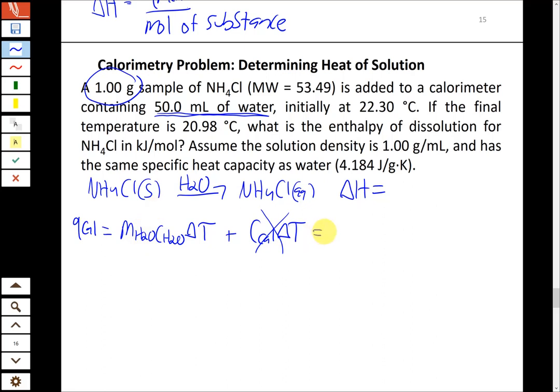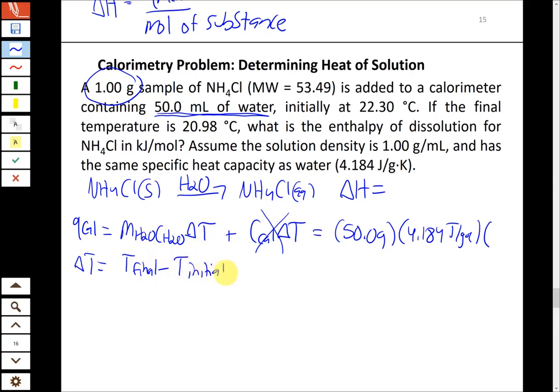So we can calculate that now with the information we have. The mass of water is 50 grams. Heat capacity of water is 4.184. And again, we're assuming that the heat capacity is not changing even though we're dissolving something. And then delta T, we have to calculate again, same thing as last time: final minus initial. The final temperature is 20.98. Initial temperature was 22.3. So our delta T in this case is negative 1.32 degrees Celsius.